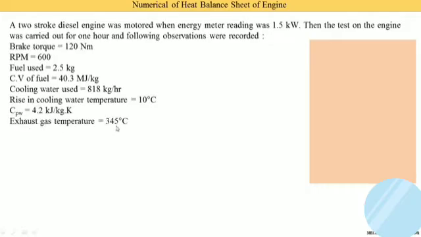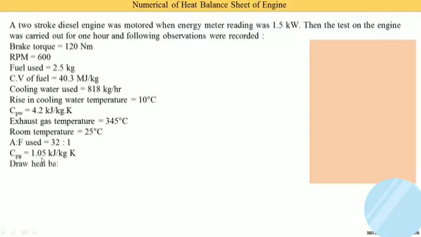Exhaust gas temperature is 345 degrees centigrade. Room temperature 25 degrees centigrade, means it is the atmospheric temperature. Air fuel ratio is 32:1, means suppose 1 kg fuel is used, then 32 kg of air is used. Specific heat of the gas CPG is equal to 1.05 kilojoule per kg Kelvin.